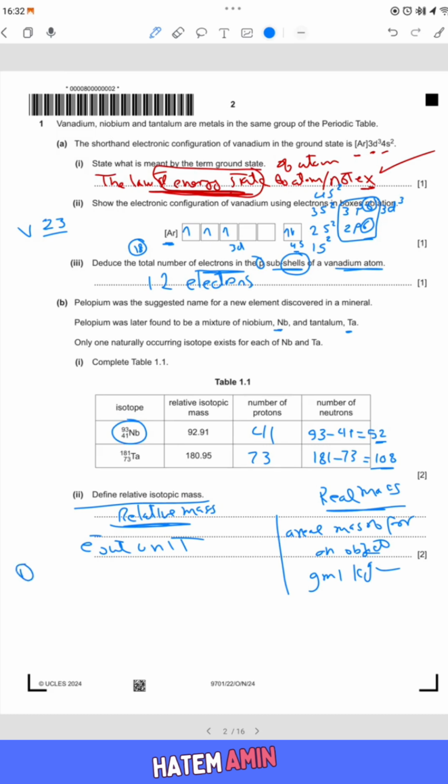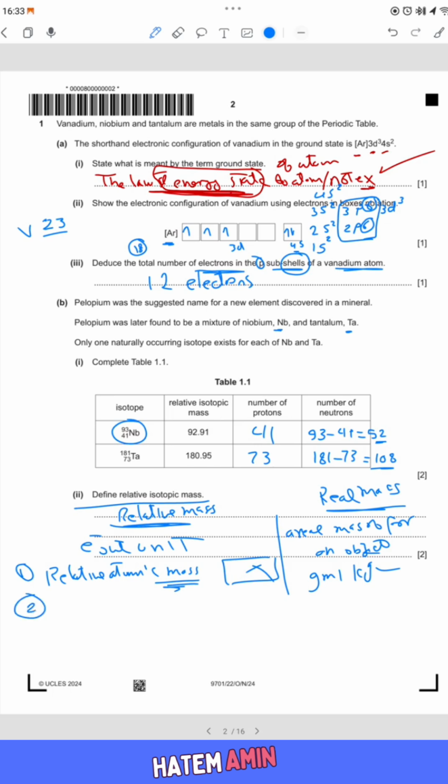We have first the relative atomic mass. For this element that has more than one isotope, we should take the average of the isotopes according to their percentages, and this is the relative atomic mass. Do we have any unit here? No, we don't have any unit.